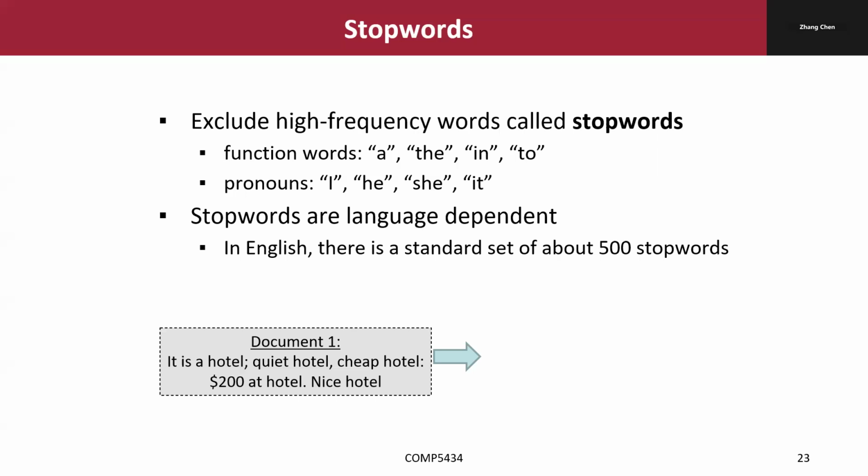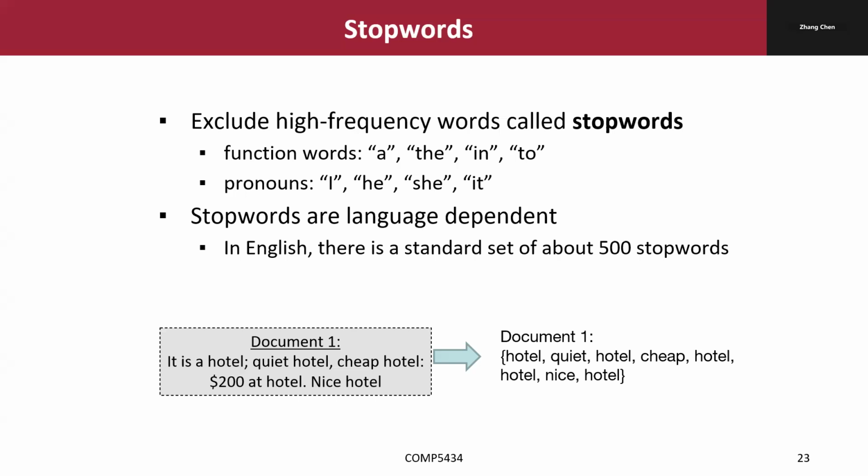So after removing the stop words, the document keeps words with more meaning, or semantics, like hotel, quiet, cheap, nice, right? Which are actually more descriptive to some extent, right? The idea is that we leave the informative words in the document among the tokens. Okay.